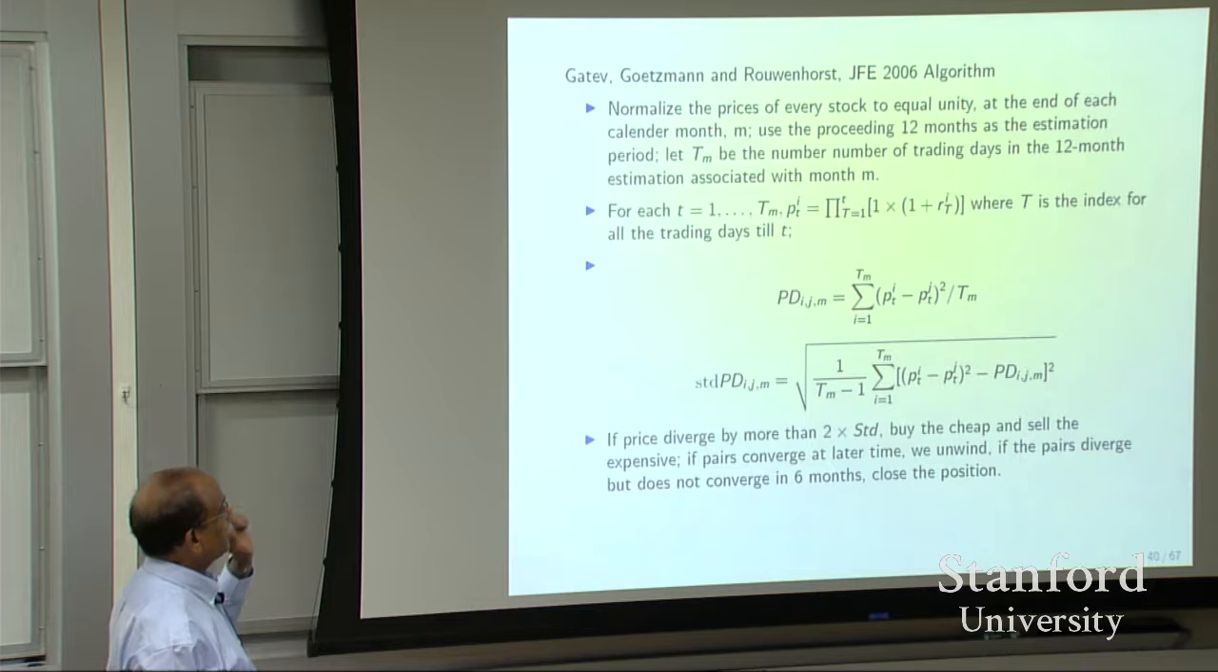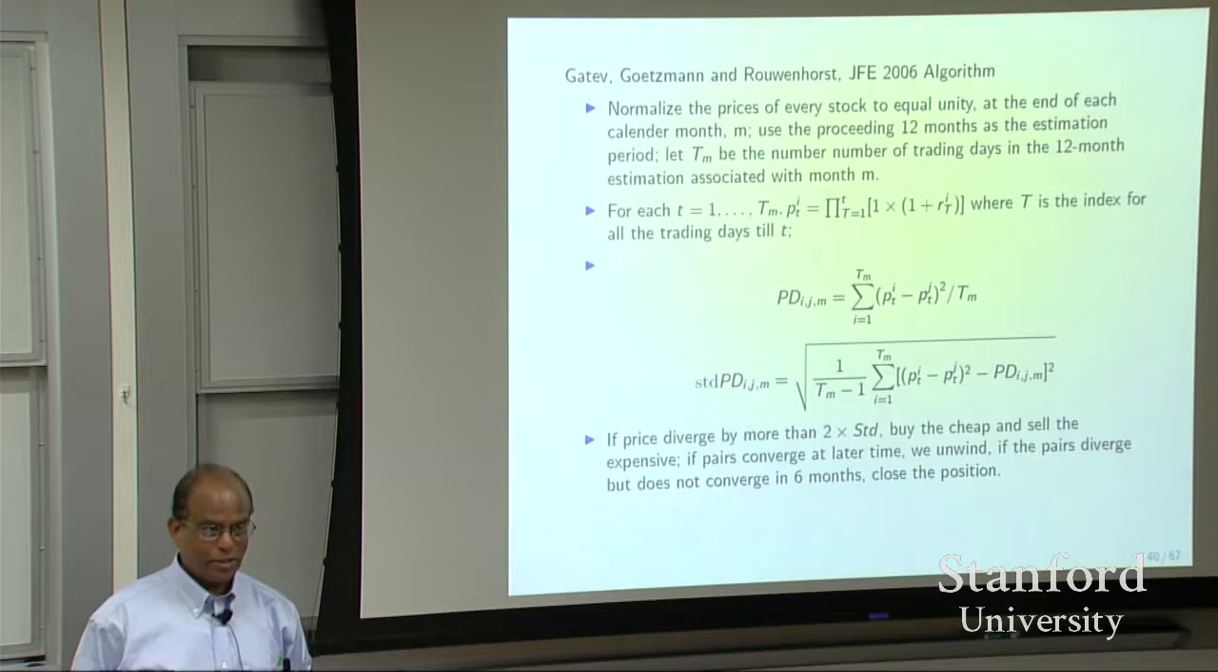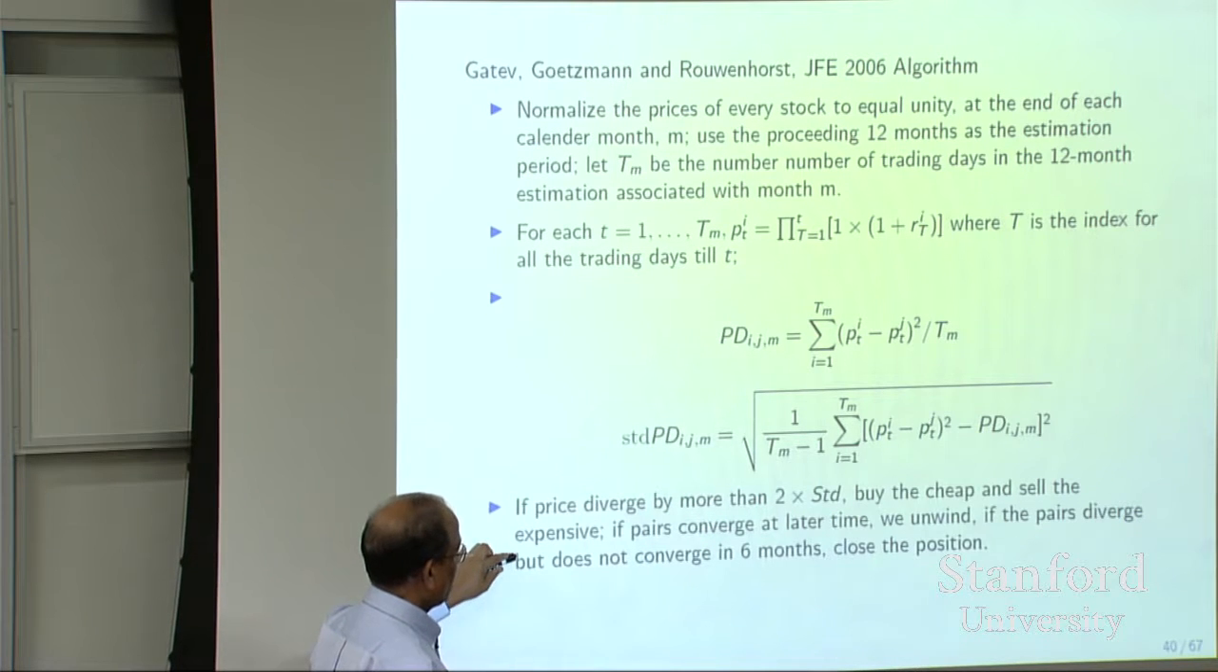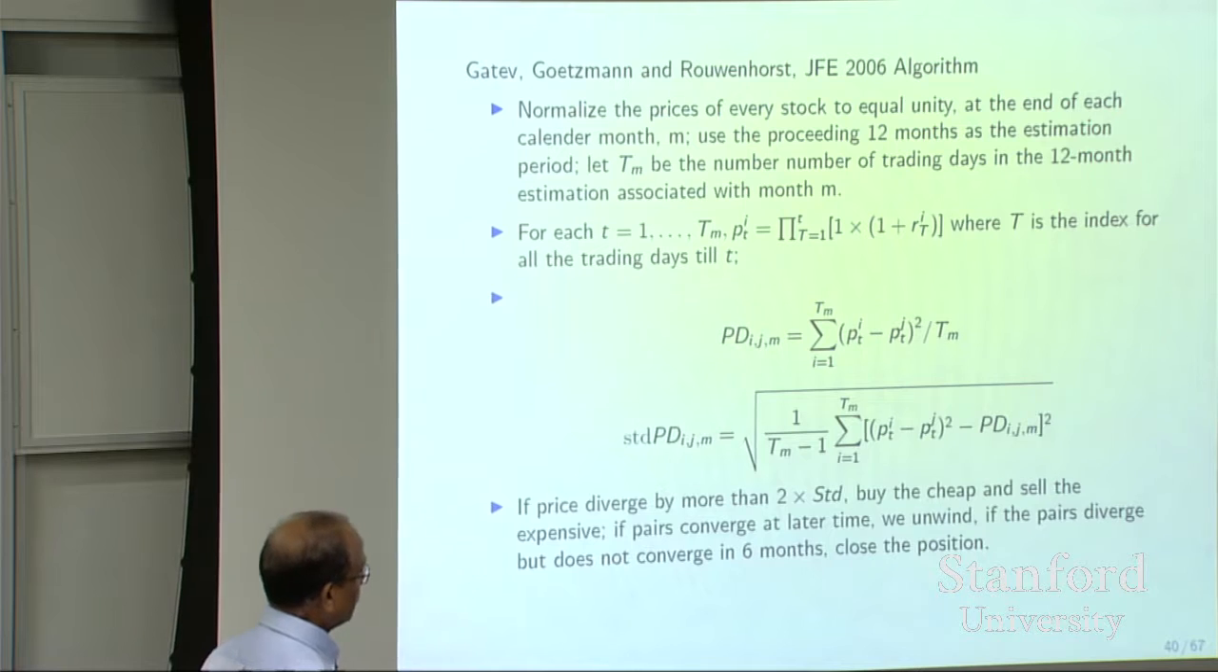I think the key here is this first step, normalizing the price difference. Essentially, if you have two stocks and the prices are different, you make the first number 1 so that you can normalize all the other values. The idea is that if you make the first number 1 and scale it up, the graph gives you roughly the cumulative return over time. Again, they say that if the pairs diverge but do not converge in 6 months, close the position. That's the approach they have taken.